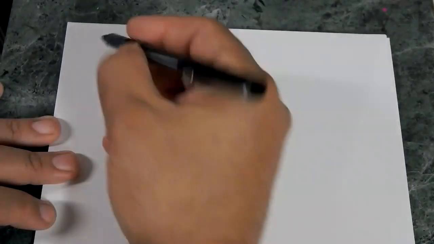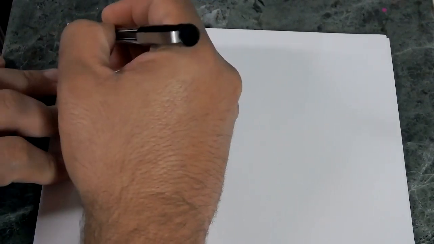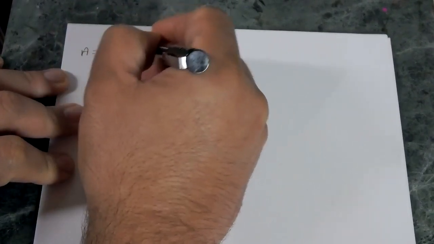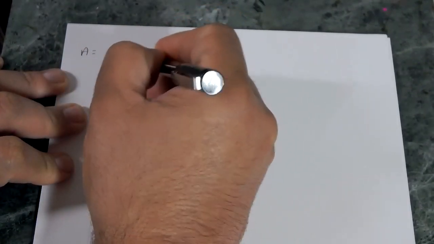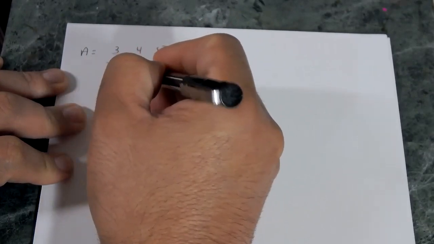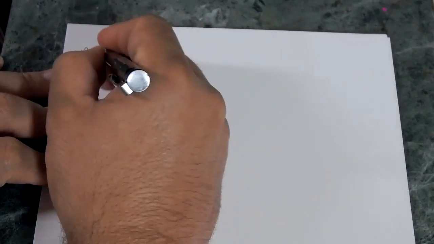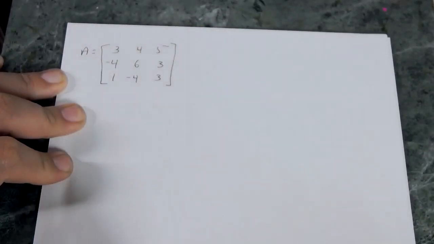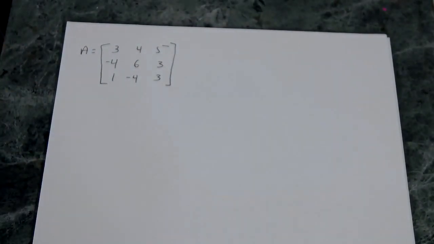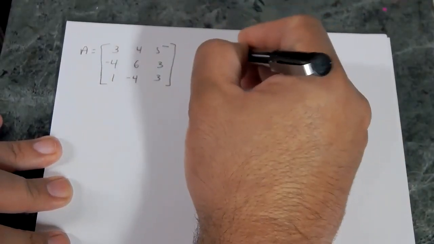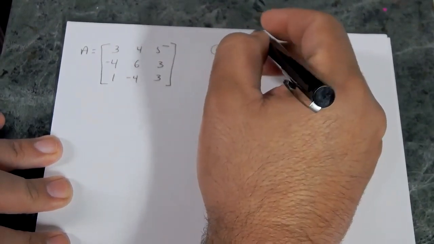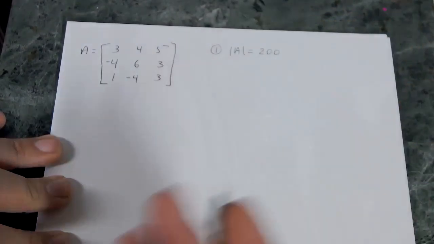I'm hoping that this second way is a little bit easier, but you have to be careful of what you're doing. So let me pretend I have this matrix, 3, 4, 5, -4, 6, 3, 1, -4, 3. And I want to find its inverse. No matter what, I still need to find the determinant of this guy. So step 1, determinant of A. Again, I did this and I came up with 200.